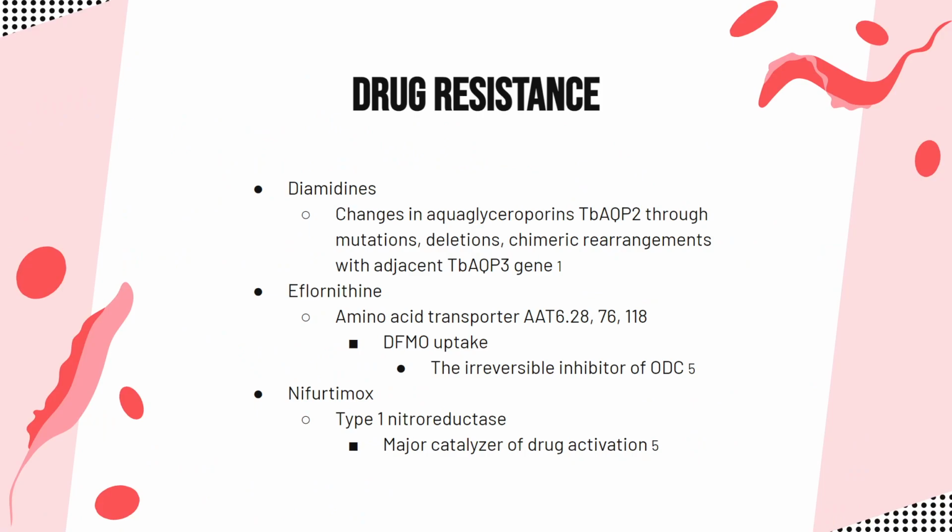Finally, we'll touch on drug resistance. T. brucei has become resistant to diamidines by utilizing changes in aquaglyceroporins through mutations, deletions, and chimeric rearrangements. Eflornithine resistance involves alterations in the amino acid transporter, which affects DFMO uptake, DFMO being the irreversible inhibitor of ODC. Nifurtimox resistance occurs via type 1 nitroreductase, a major catalyzer of drug activation.